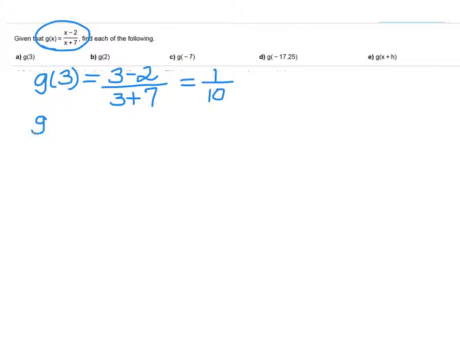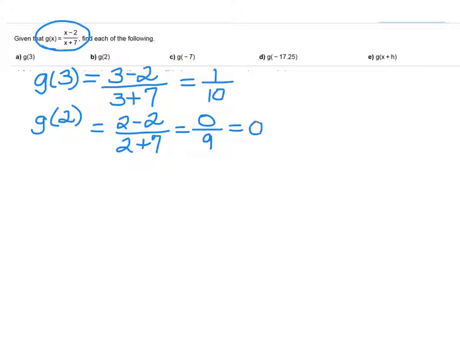Then second, we're asked to evaluate g of 2. And again, that's just simply replacing x with the quantity 2. So g of 2 is going to be 2 minus 2 over 2 plus 7. And since 2 minus 2 is 0, and 2 plus 7 is 9, that's 0 over 9. And since we can divide 0 by 9, we arrive at the simplified answer of simply 0.